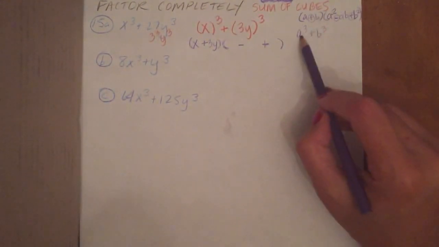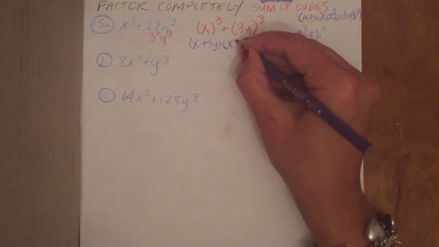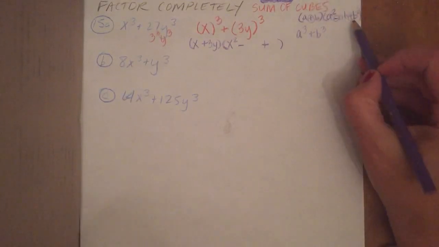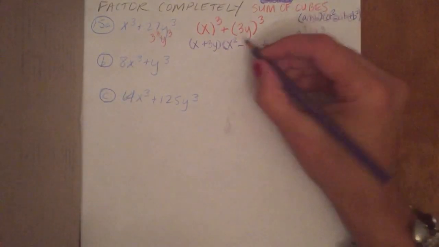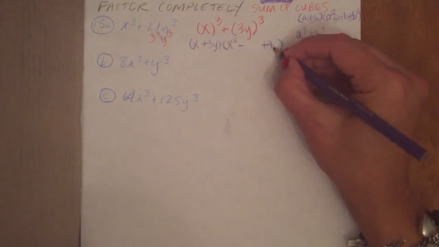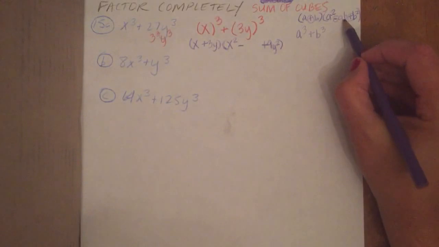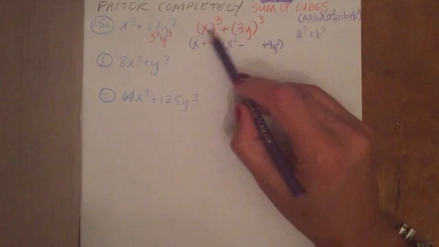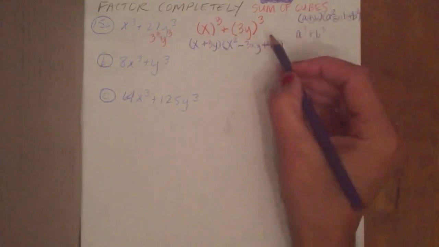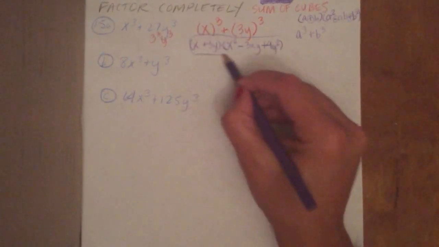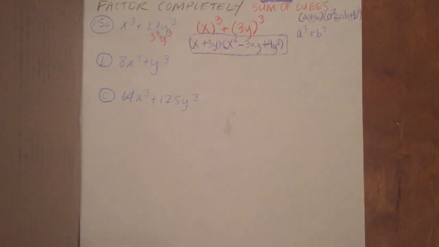A squared. What is it that I cubed? X. Well, I'm going to square that, so that becomes x squared. B squared. What is it I'm cubing here? 3y. So I'm going to square it. That's going to give me 9y squared. And then in the middle, it's the product of a and b. So 3 times y times x. So 3xy. And there is my factored form for my sum of cubes.